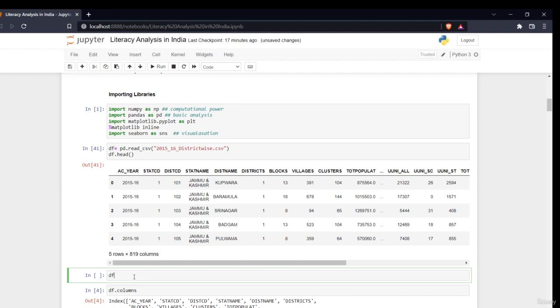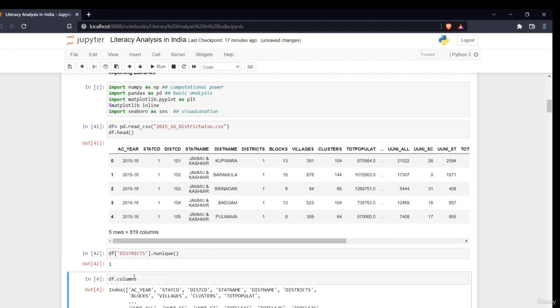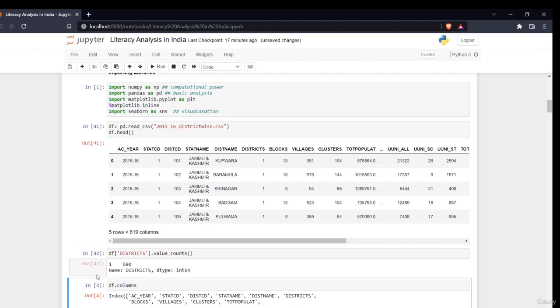df, and we'll go to districts dot nunique. Okay, sorry, we'll just write value counts. 680. Okay, basically there are 680 districts. I thought there are around 819 districts. We'll just see here.